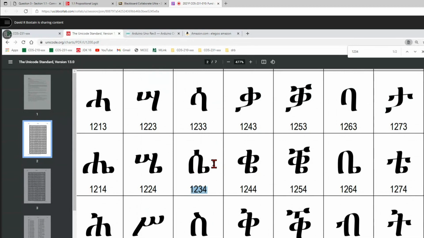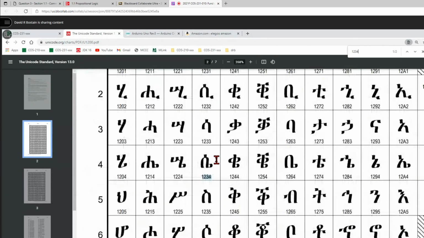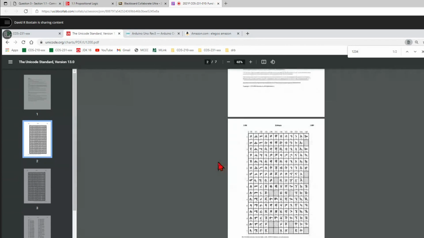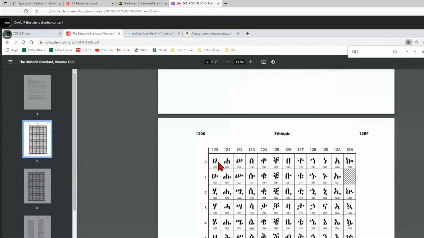Okay. Are there any quick questions about Unicode conversions?